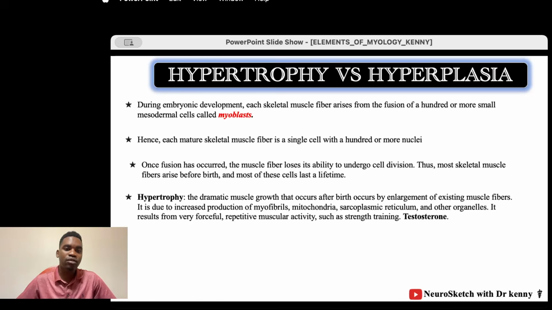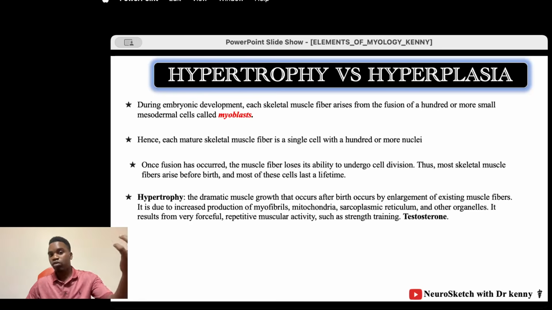So we have something that is known as hypertrophy. Hypertrophy is a dramatic increase in the size of the muscle, an enlargement of the muscle, which is contributed by the increase in size of the individual muscle fibers, because the muscle is made up of muscle fibers. So increasing the size of the muscle fibers will result in increasing the bulkiness of the muscle, which is known as hypertrophy. And hypertrophy is due to the production of myofibrils.